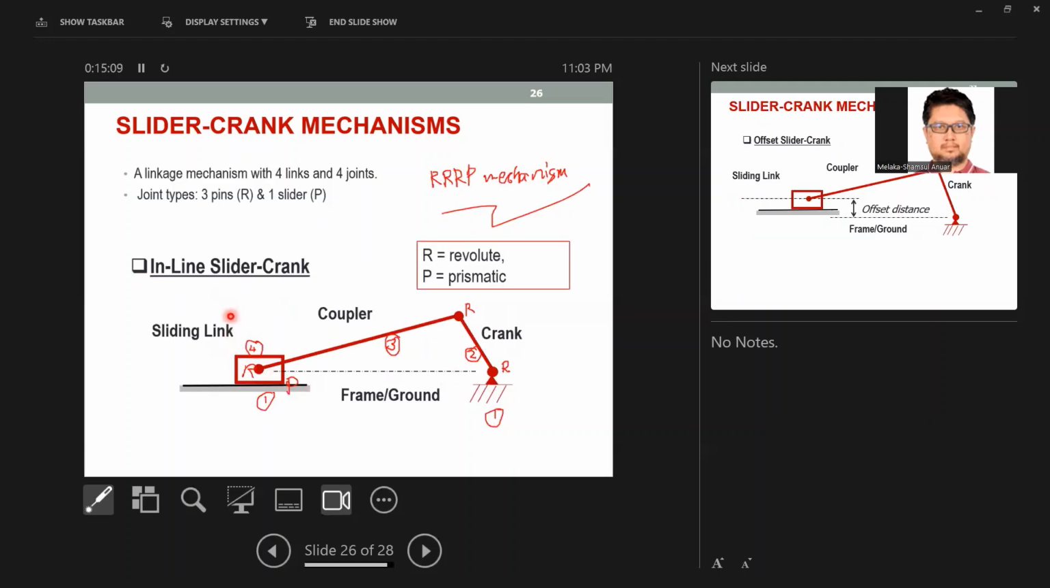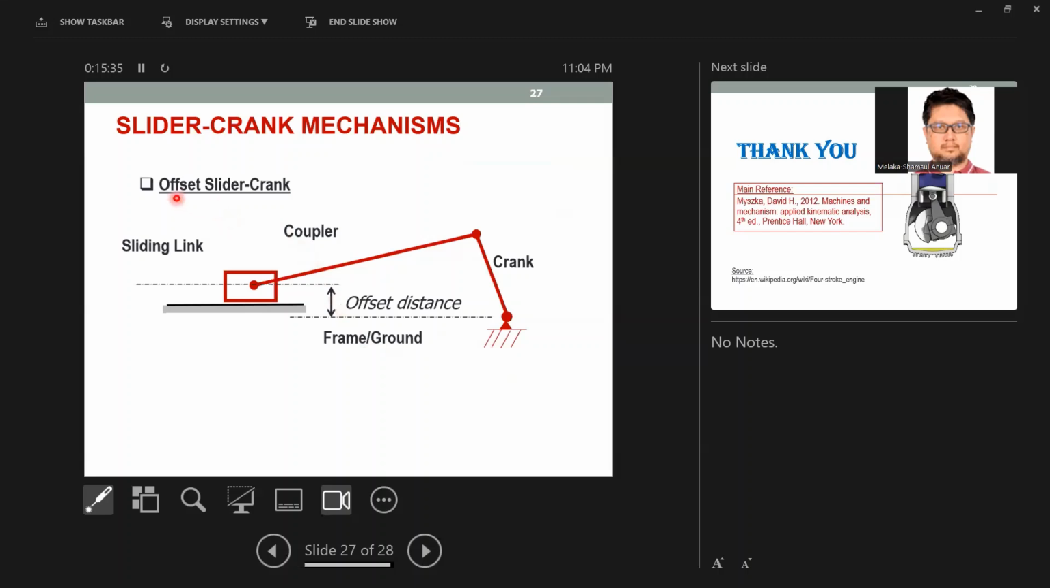Okay, this one is called the inline slider, where the center of the slider, if you trace the line of action, will pass through the center of rotation for the crank, or the pivot for the crank. Whereas this other one is called the offset slider crank. So this one, the line of action for the slider, if you extend it, will not pass through the pivot for the crank. Okay, so here is the pivot, the axis of rotation.